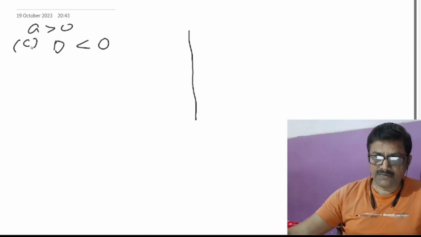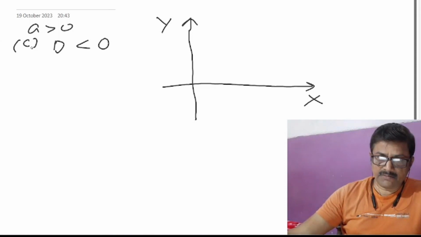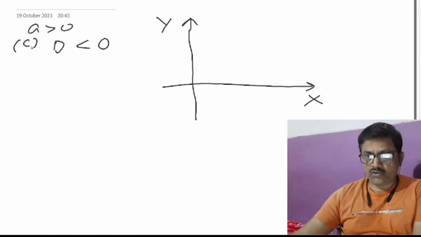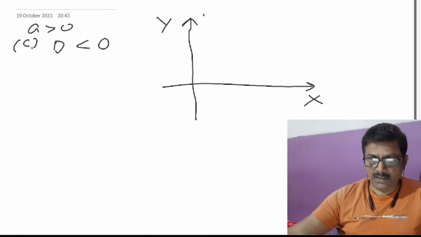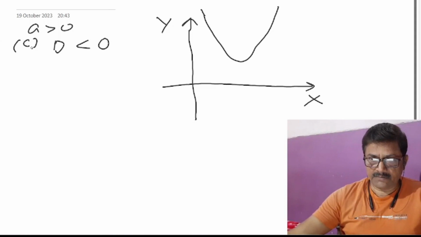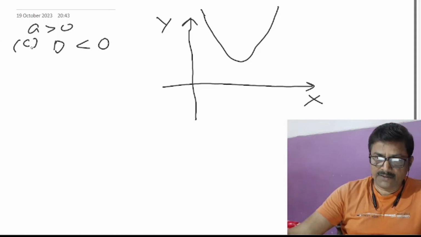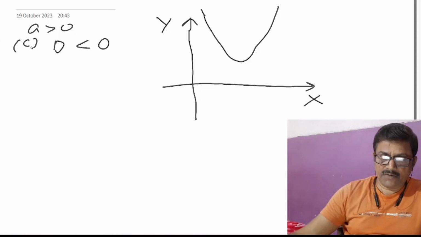We have learned in the first video that if discriminant is negative, the graph will never cut the x-axis. Clear? Now A is positive, so the opening will be upward, and the graph will never cut the x-axis. So our graph will be like this. In this case, the graph is always above the x-axis, so y is always positive, f(x) is always positive. So what result?